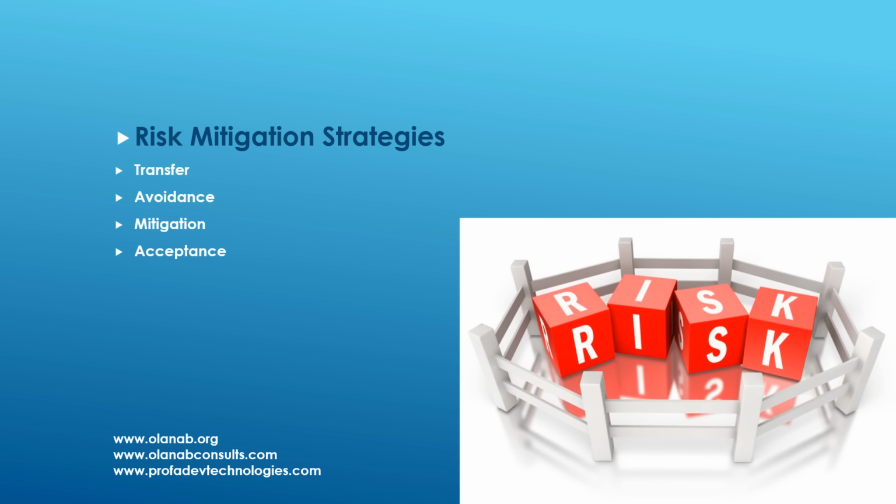Risk transfer can be done in two ways: insurance, and contracts and agreements. Insurance involves transferring the risk to an insurance company by purchasing insurance policies that cover specific risks. The next is contracts and agreements. This involves transferring risks to another party through contracts, outsourcing, or partnerships, where the responsibility for certain risks is shifted to the contracted party.